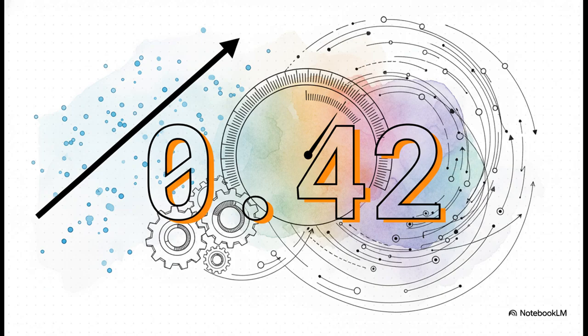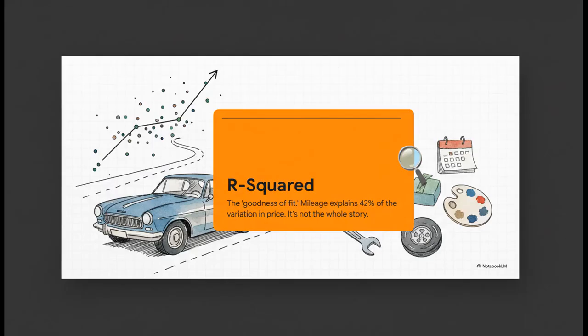All right, time for our second key number, R squared. In this case, it's 0.42. But what on earth does that actually mean? R squared is basically our goodness of fit measure. An R squared of 0.42 means that the car's mileage explains about 42% of the reason its price is what it is. And here's the key insight. Our model is definitely useful, but it's not the whole story. Other things, like the car's age, its condition, maybe even its color, they make up the other 58%.